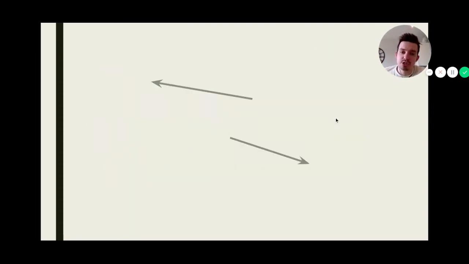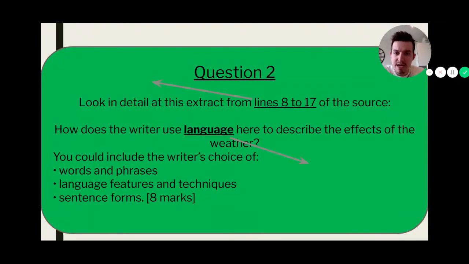So, Paper 1, question 2, what exactly do you have to do? Here is an example question. Have a read of that for 30 seconds.